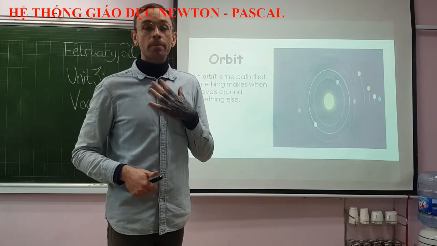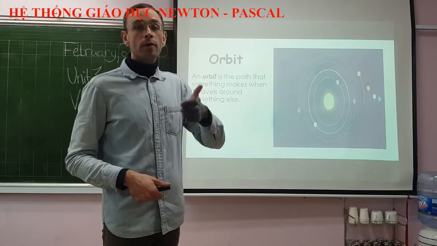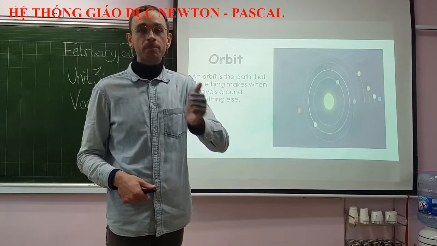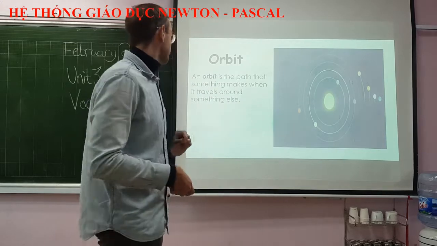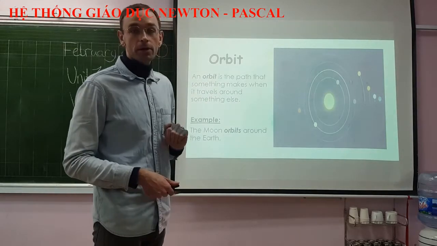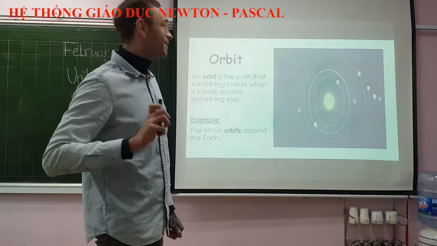Orbit can also mean to move in a path around something. So the Earth has an orbit, and the Earth also orbits around the sun. So the moon orbits around the Earth, and the Earth orbits around the sun. Understand? All right, let's continue.